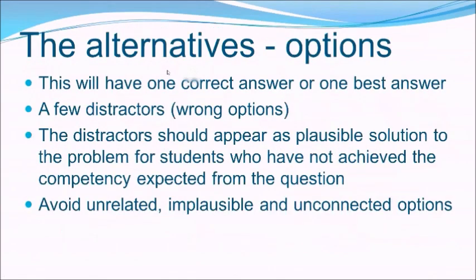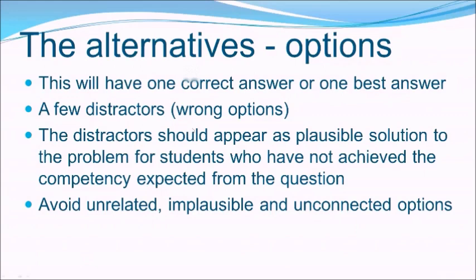Let us go to the alternatives. We looked at the STEM, now let us look at how the options should be. This will have one correct answer. We should make sure that it is only one correct answer. If it has multiple correct answers, then you use the multiple answer type I gave you earlier. But there has to be one correct answer or the best answer, we should say, right? And a few distractors, wrong options.